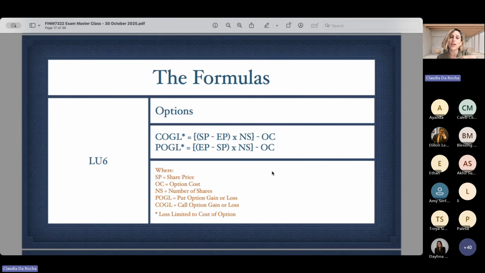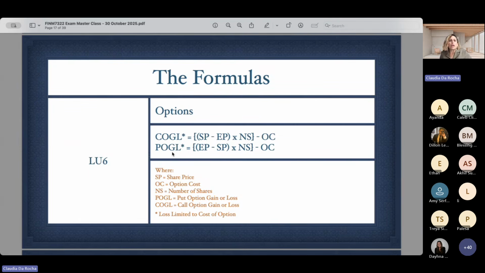Please make sure you understand exercise price and strike price are the same thing, so they can be used interchangeably. And then we times by the number of shares and we minus the option cost. If it's a put option, the gain or loss, we swap the exercise price and we say exercise price minus share price times your number of shares minus your original cost. If you follow these formulas, your result will tell you if it's a gain or loss.